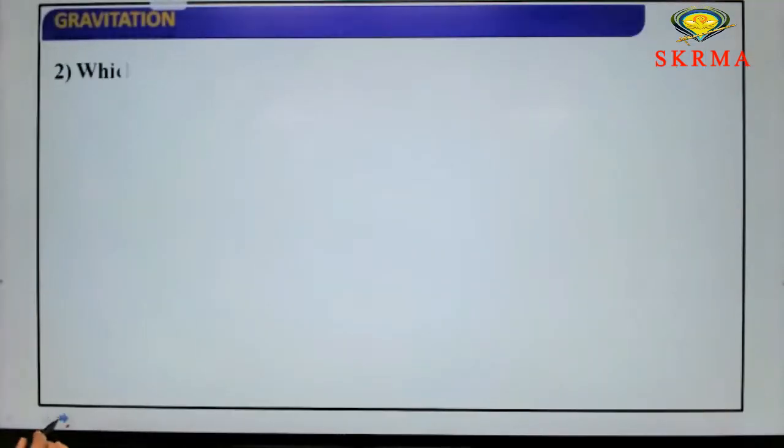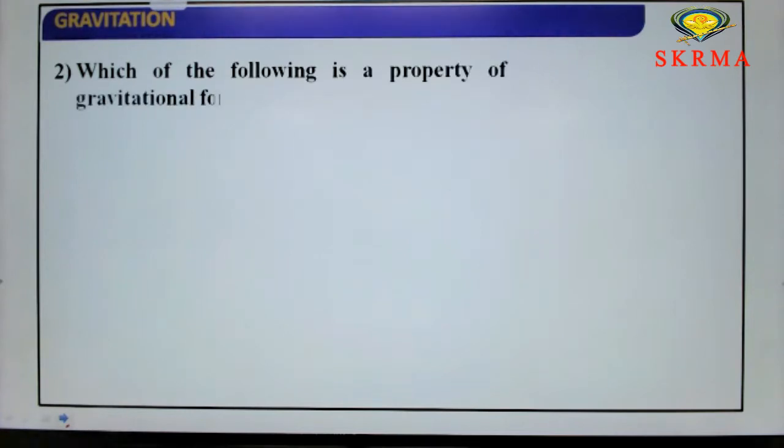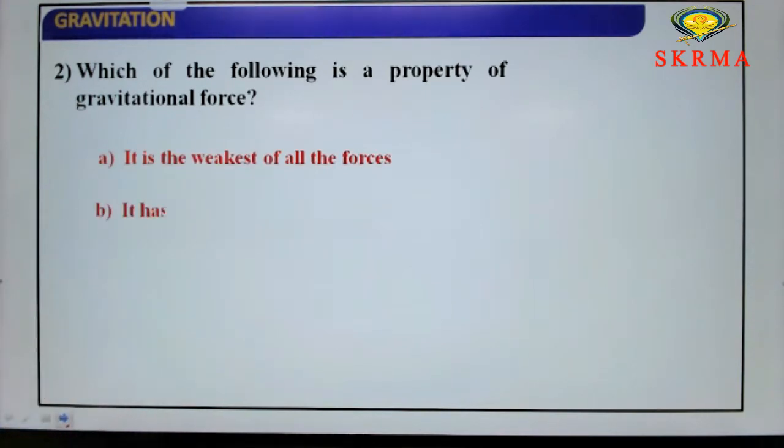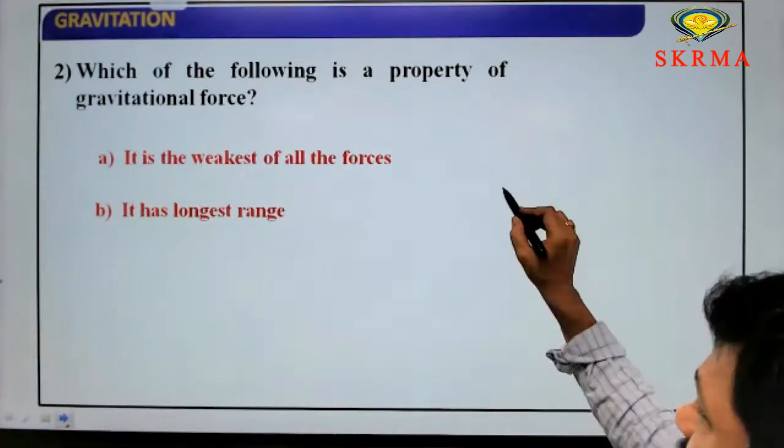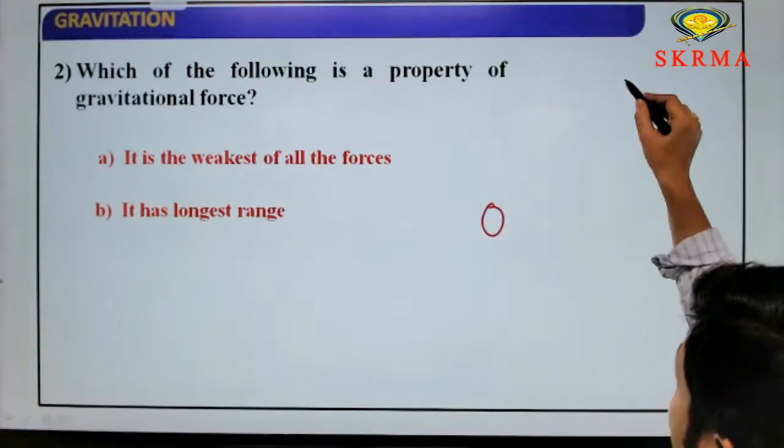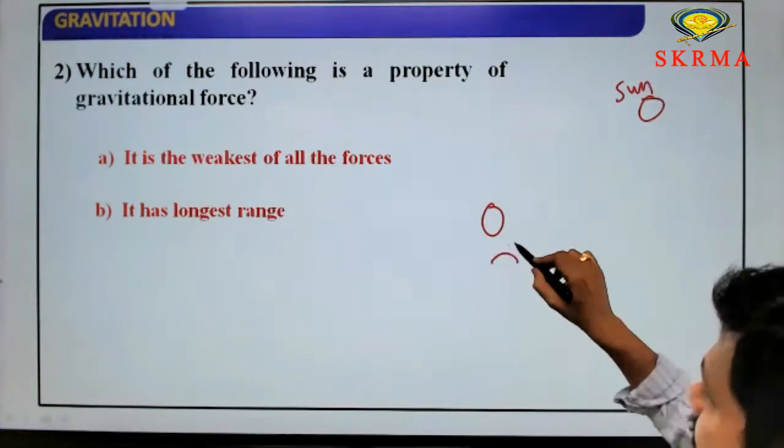The next topic: which of the following is a property of gravitational force? This is an objective question based upon the theory discussed. Is it the weakest force of all the forces? Yes, it is the correct answer. The next option is that it is a long range force, means the forces act when objects are at very large distances, just like the sun and planets.